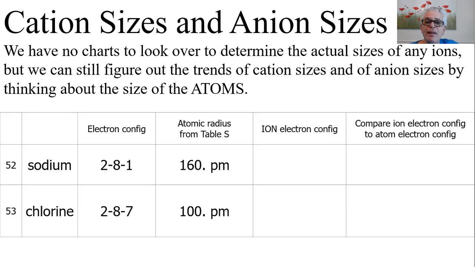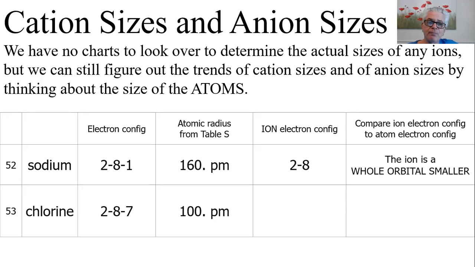Now, what would be their ion electron configuration? Sodium, being a metal, is going to lose an electron. It's going to become 2-8. The sodium ion is a whole orbital smaller. So the sodium cation is noticeably smaller than the sodium atom. It's a whole orbital smaller. It only loses 1 electron, but it loses a whole electron orbital. So now it only has 2 orbitals. Cations are much smaller than their atoms.